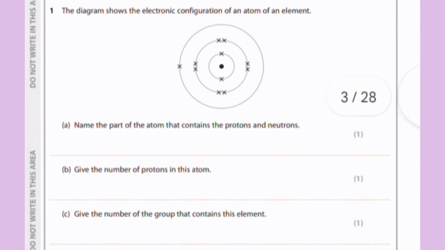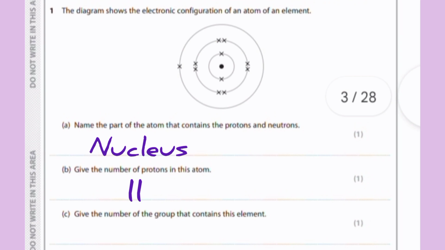Let's take a look at the first question. It says the diagram shows the electronic configuration of an atom of an element. A. Name the part of the atom that contains the protons and neutrons. We know that is the nucleus. B. Give the number of protons in this atom. The number of protons and electrons are equal in a neutral atom, so here we can just count the number of electrons, which is 11.